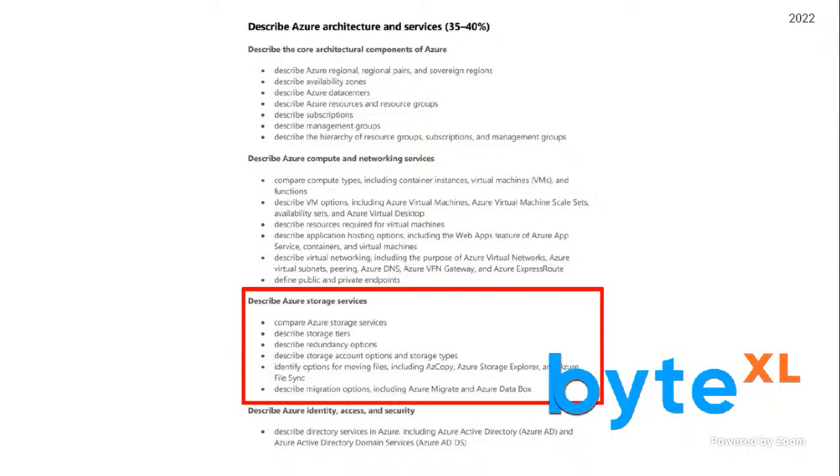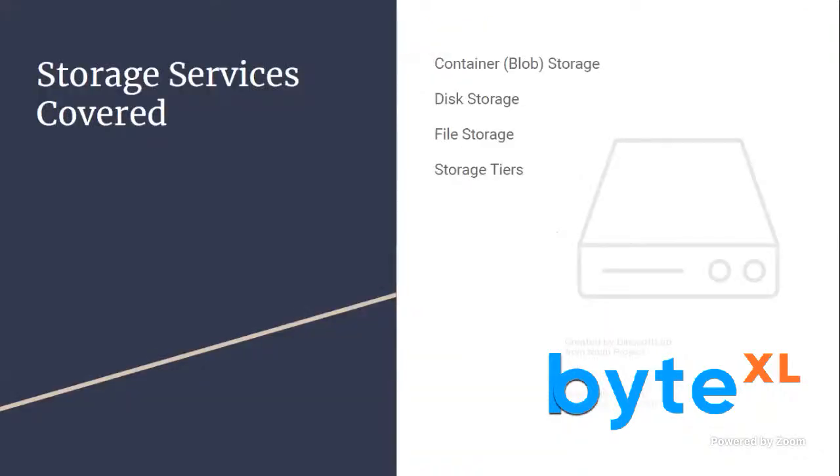Now let's try to understand the Azure storage services. So this is our third subtopic of the day. There are different Azure storage services available. Let's understand each of them.